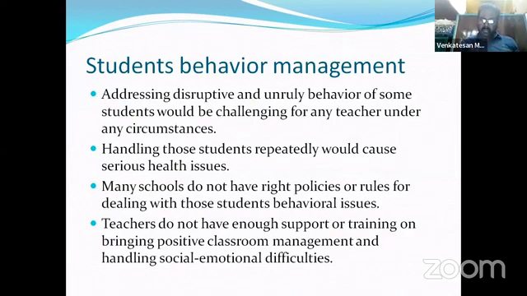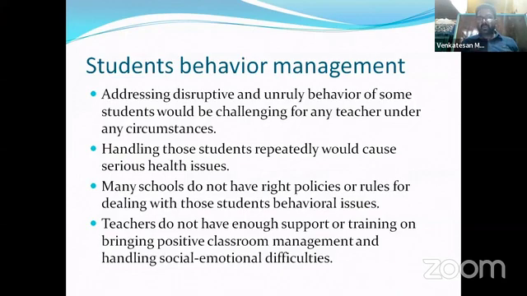And that's what I mentioned in my third point, that many schools do not have the right policies or rules for dealing with those students' behavioral issues. For example, some schools don't have any clue how to handle those students. What they do is call the parents, and most of the parents, almost 90% of parents, are unaware of the behavior of the child because they have very little interaction at home with their own child. They come home late, and by the time they reach home, the student would probably have slept, and as a result, they have very little interaction with those kids.